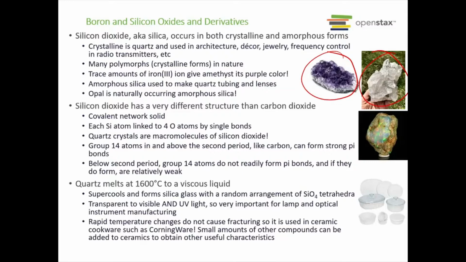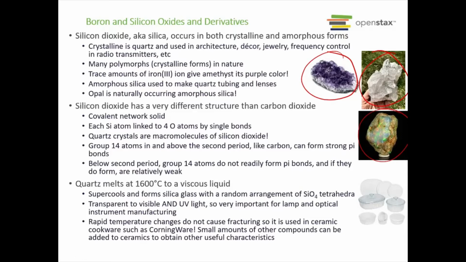Interestingly enough, amorphous silica is used to make things like quartz tubing and lenses. So when you see something that has quartz lens or quartz tubing, it's made from the amorphous form of silica. And then opal is actually naturally occurring amorphous silica. So opal, amethyst, quartz, they are all forms of silicon dioxide or silica.